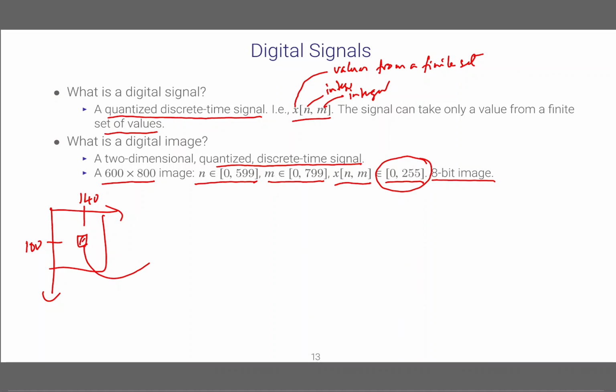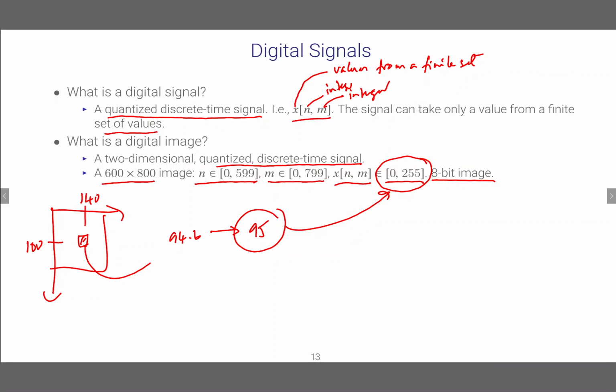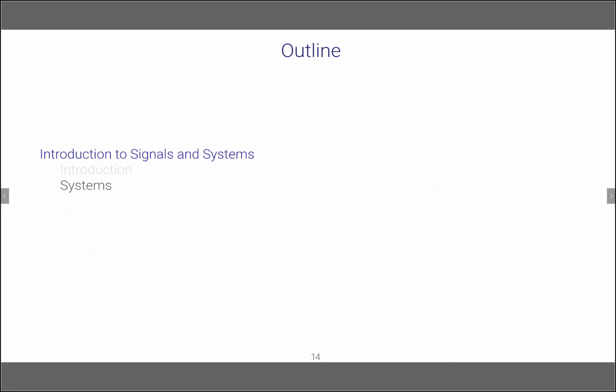Assume that value turned out to be 94.6. But since we want to quantize it to the nearest integer available in this set, we would quantize it as 95. So this is from this set. So you can see the difference between a discrete time signal and a digital signal. A digital signal is a discrete time signal quantized. Okay. So now we will briefly look at systems.